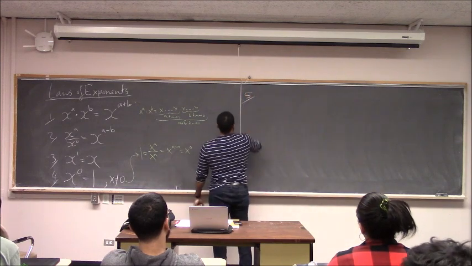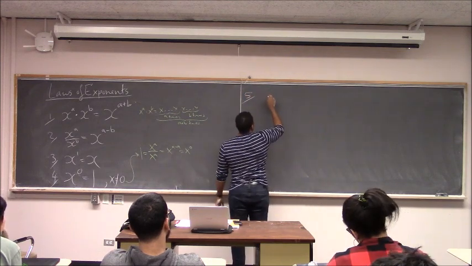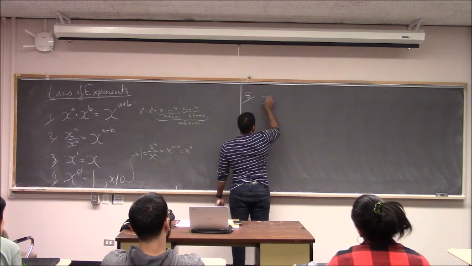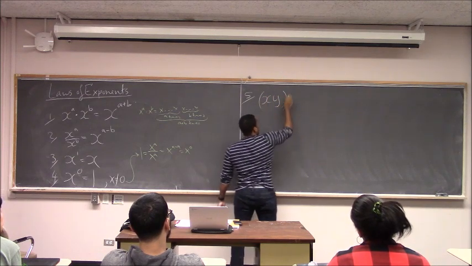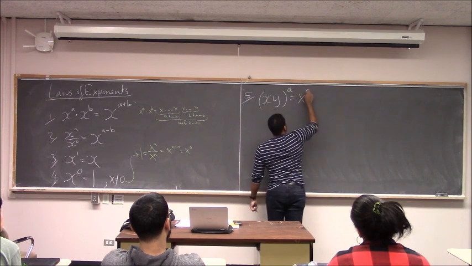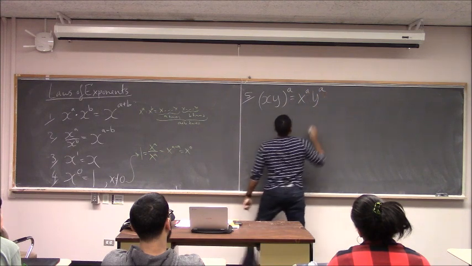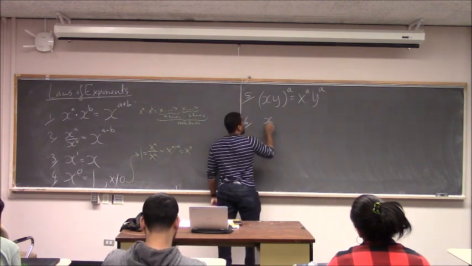Another rule, 5. Exponents distribute across multiplication. So if you have two things being multiplied, raised to a power, that's just this thing raised to a power, and that thing raised to a power. They also distribute across division.